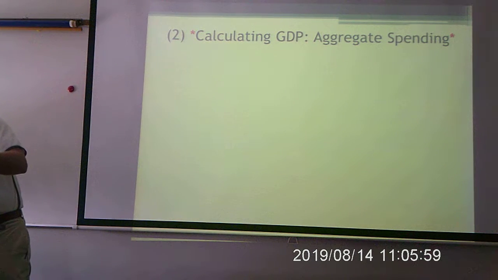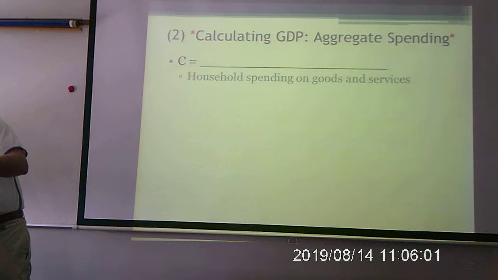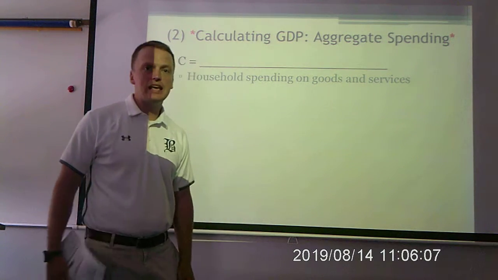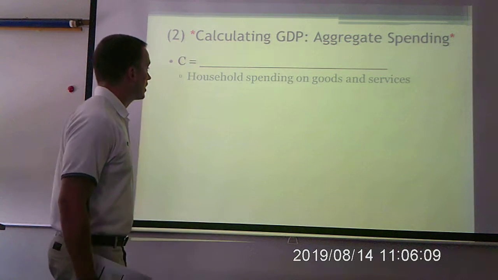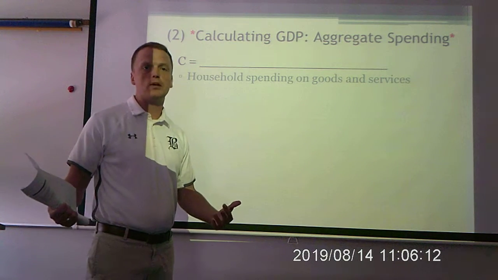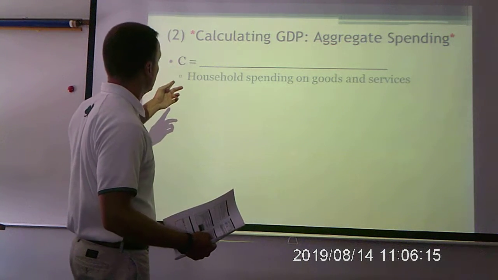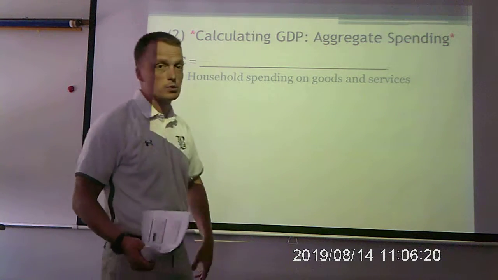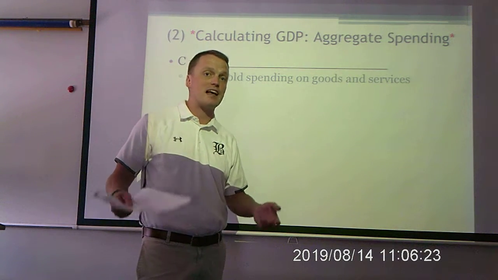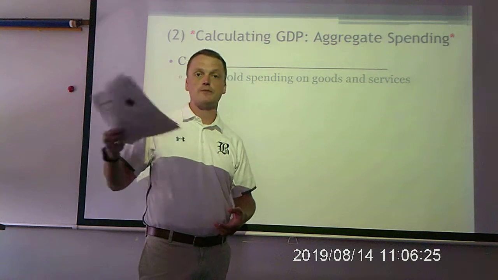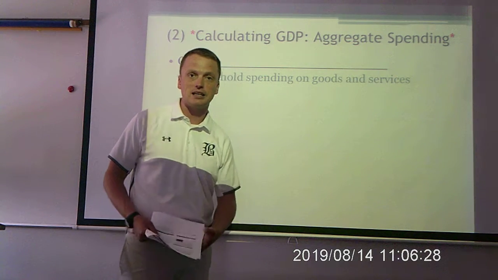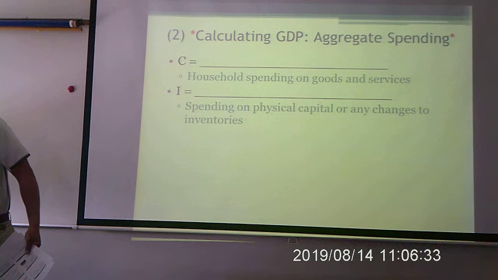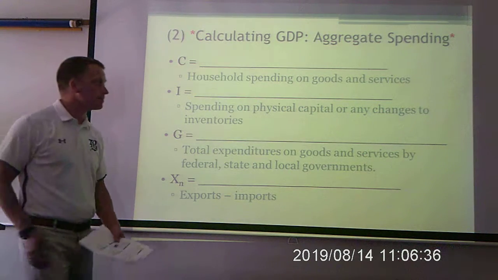You can also calculate through aggregate spending. What is this going to look like? Well, C is consumer spending, and there's a formula associated with it I'll show you in a second. So C is consumer spending, household spending on goods and services is what we're talking about there. This is going to be the biggest facet of GDP. This is households purchasing from firms. This happens more than anything else. C equals consumer spending. I equals investment spending.